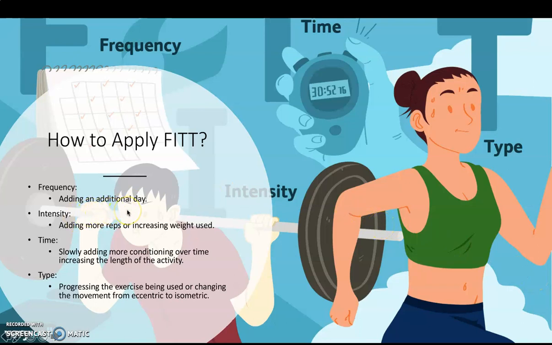Frequency, we can add an additional day to it. We can add an additional workout within the day. Intensity, we can add more reps or increase the weight that's being used. Our time, we can slowly add more conditioning time. We can add more sets and reps, so we increase the length of the activity. And then type, we progress the exercise or change the movement from eccentric to isometric.